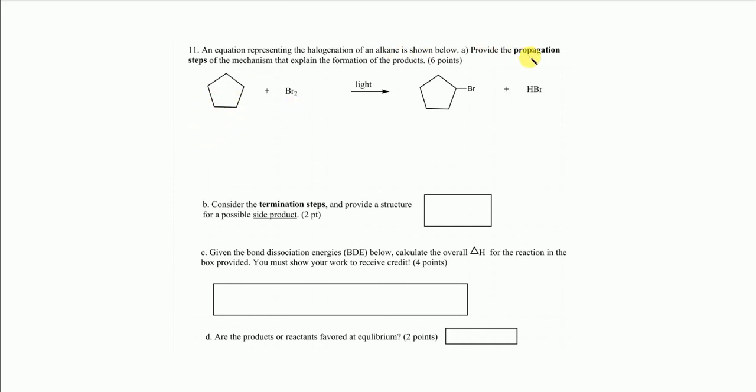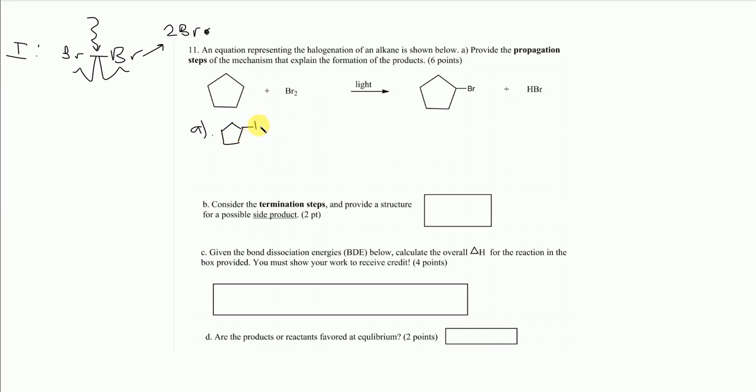So I have to show the propagation steps. So I said initiation, and put an I for initiation, is simply when I have the Br2, light comes, bam, and then it breaks the bond, right? And I get 2, you don't really have to put the 2, but the main thing is that I'm forming Br radicals.